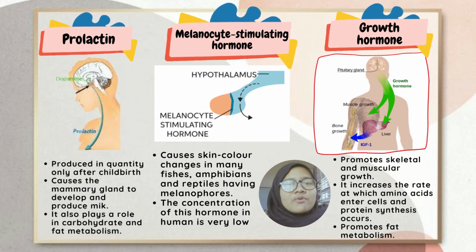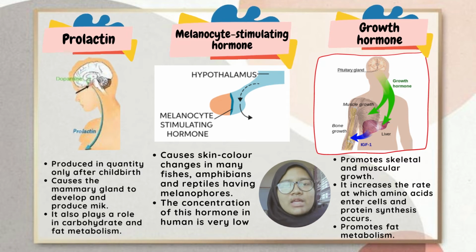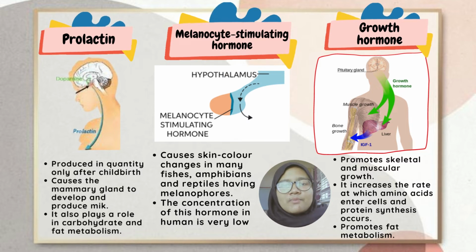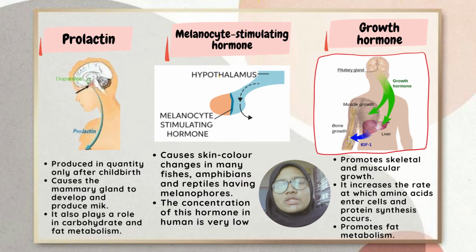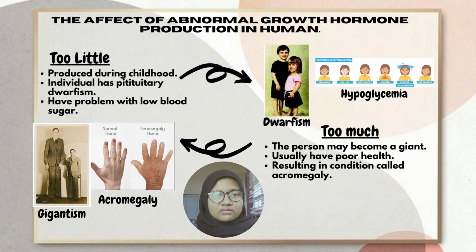It increases the rate at which amino acids enter cells and protein synthesis occurs. It also promotes fat metabolism as opposed to glucose metabolism. The amount of growth hormone produced is greatest during childhood and adolescence. So what happens if we have too little or too much growth hormone? If too little growth hormone is produced during childhood, the individual has pituitary dwarfism, characterized by normal proportion but small stature. Such children also have problems with low blood sugar or hypoglycemia because growth hormone normally helps oppose the effect of insulin on glucose uptake.